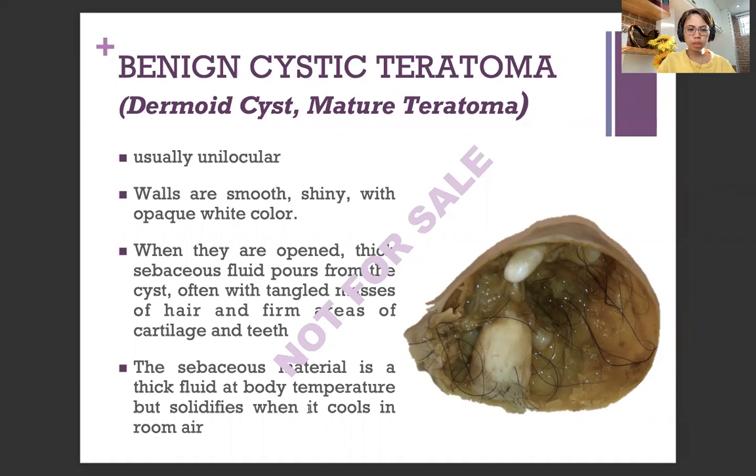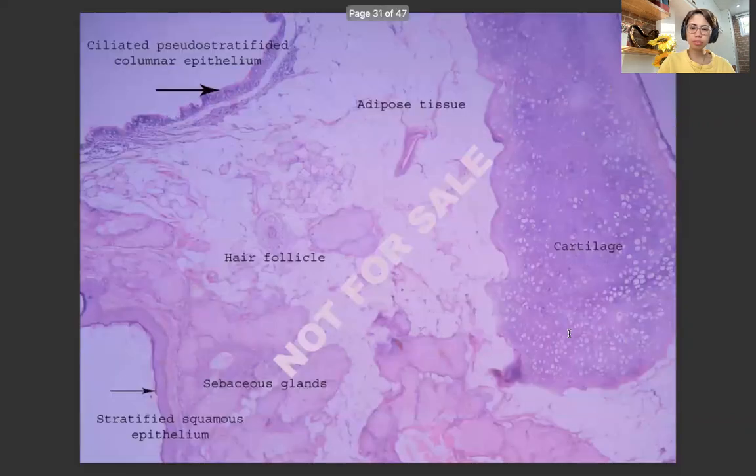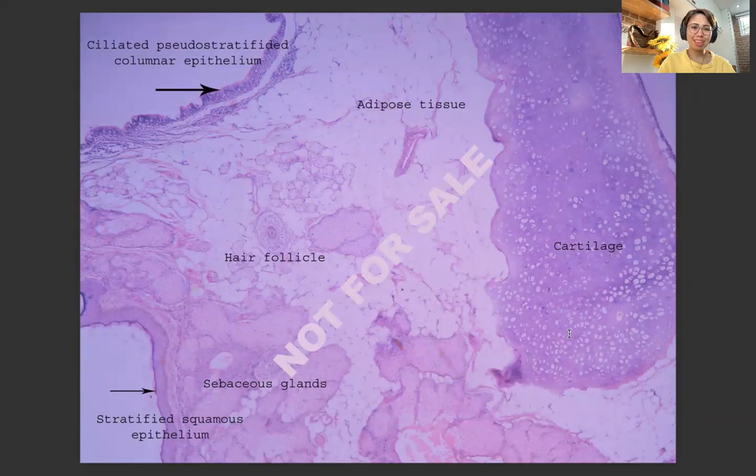The sebaceous material is a thick fluid at body temperature but solidifies when it goes in room air. So there are really sebaceous material inside. Teeth, bone, cartilage, hair, everything. It's amazing that you will see this in the ovary. Okay. You see in this section, the microscopic section of a benign cystic teratoma, the ciliated pseudostratified columnar epithelium.